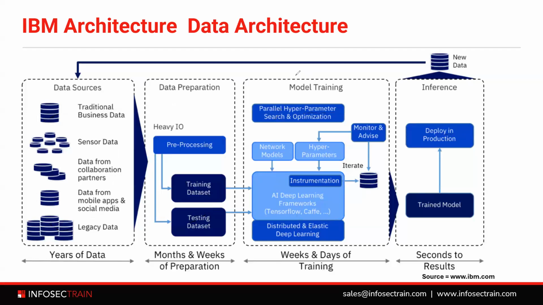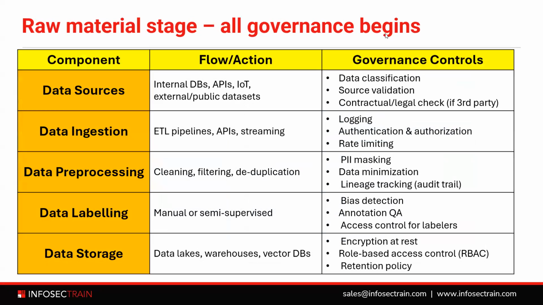Is it clear? Now we're going to discuss the second, which is called the model. But before that, we're going to discuss how governance begins. As I said, in the data layer we have data source, ingestion, data pre-processing, labeling, and storage. So we need some kind of governance controls. When you're collecting data, make sure you classify the data. Is it important? If you talk about any company, we only have three types of data: regulated data, business data, and operational data.